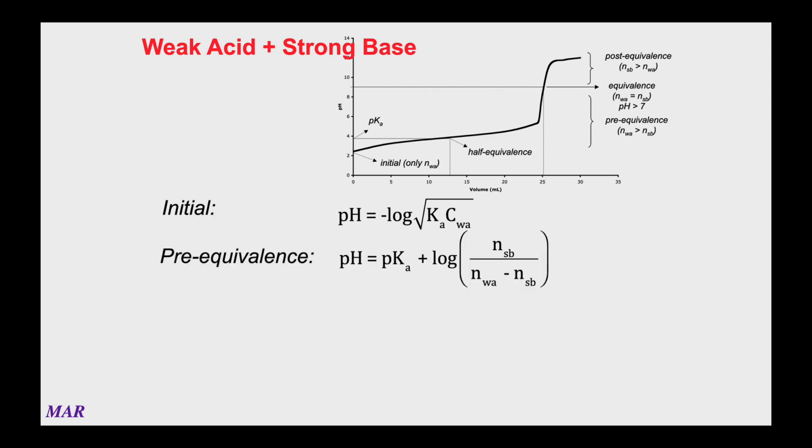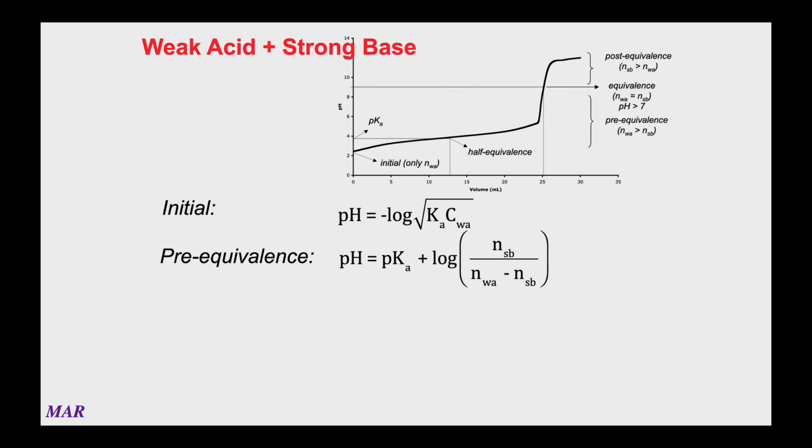Now, at the pre-equivalence region, where you have more moles of weak acid than moles of strong base, we're going to use a derivative of one of the Henderson-Hasselbalch equations. It was the Henderson-Hasselbalch equation where you added strong base to a buffer.